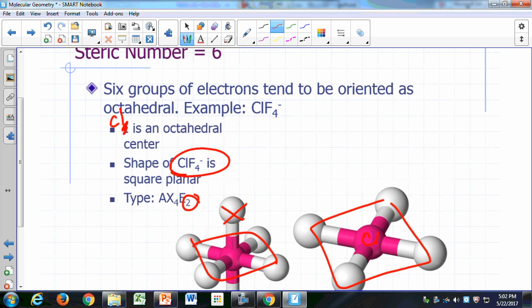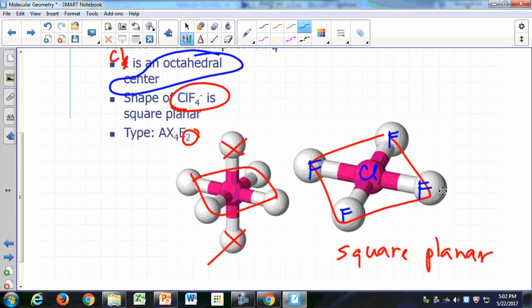The chlorine right there. ClF4. The chlorine is still an octahedral center. There's still 6 groups sticking out of the chlorine, except that the 5th group is a lone pair and the 6th group is also a lone pair. Only 4 of those groups end up with an atom on the other side. So ClF4 with a -1 is square planar.